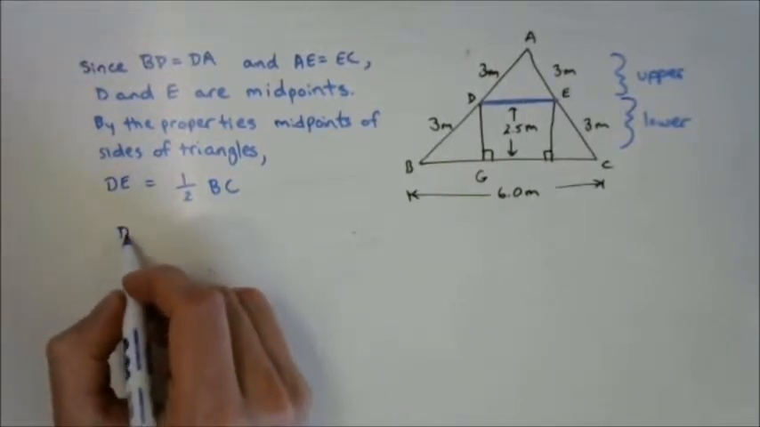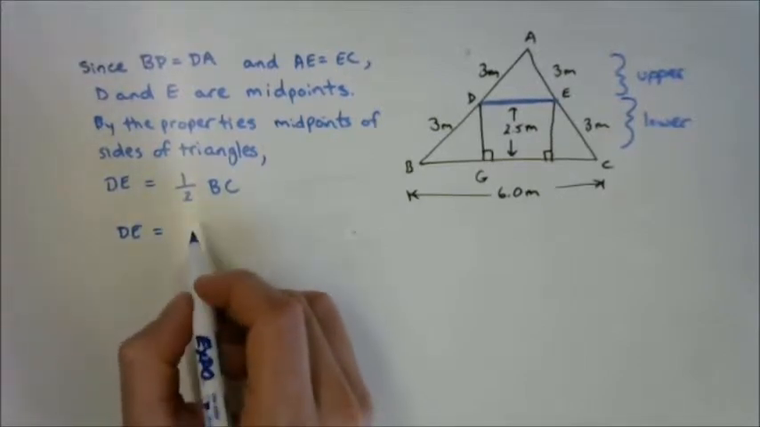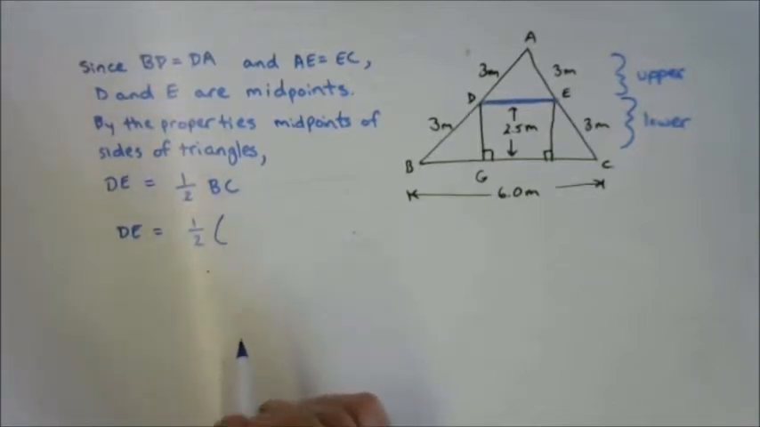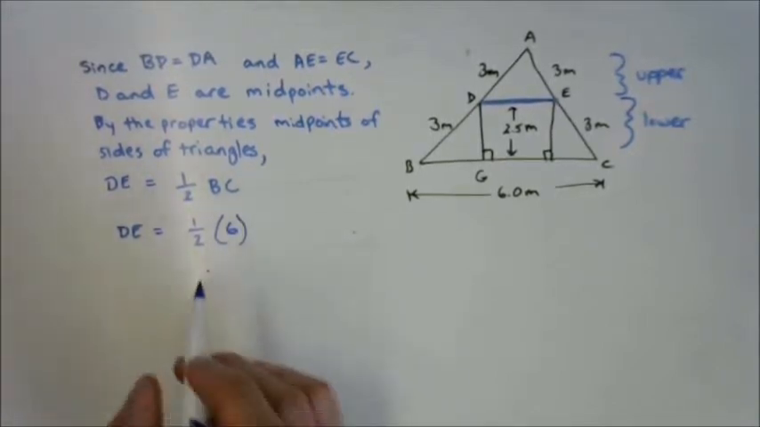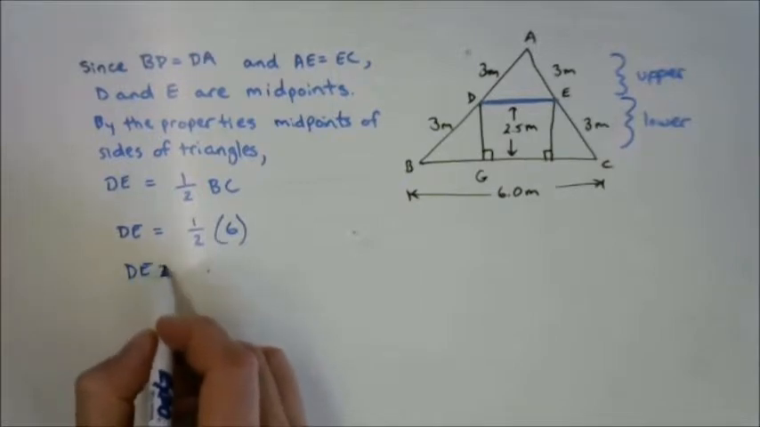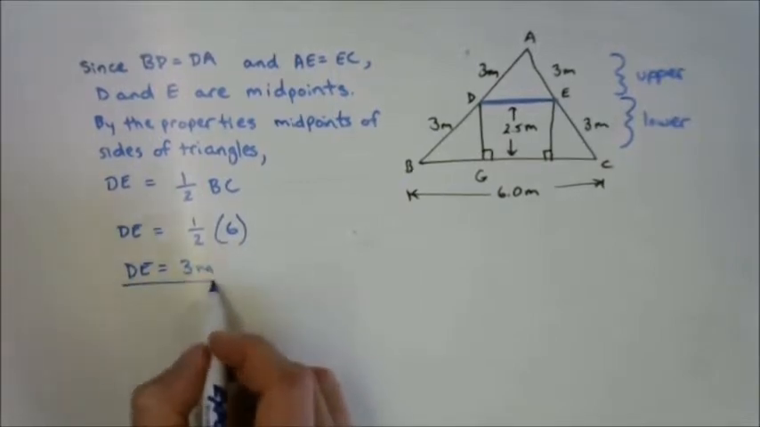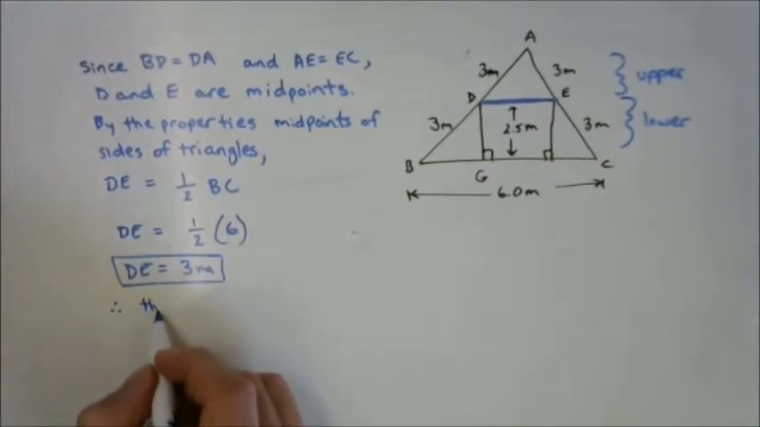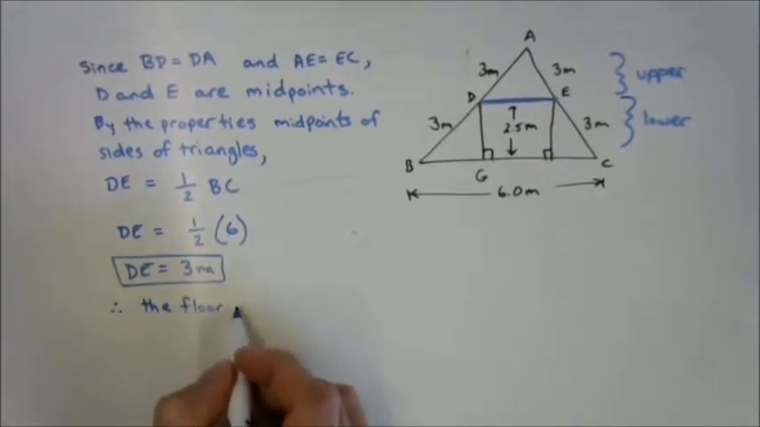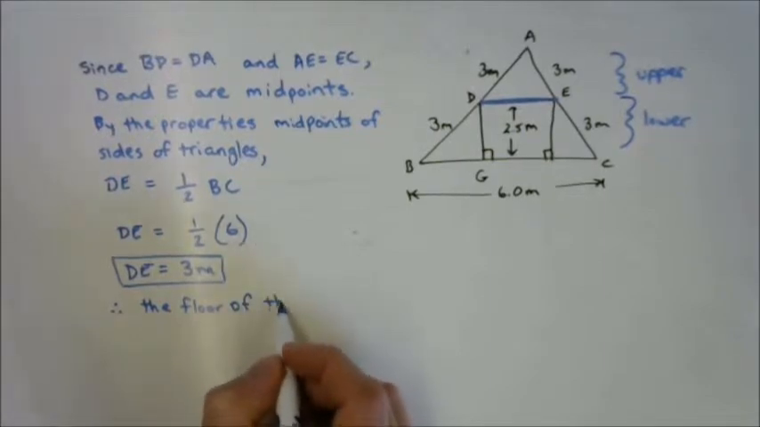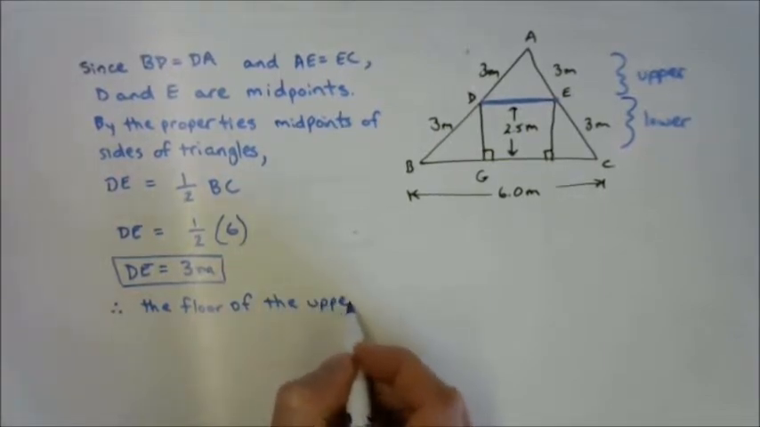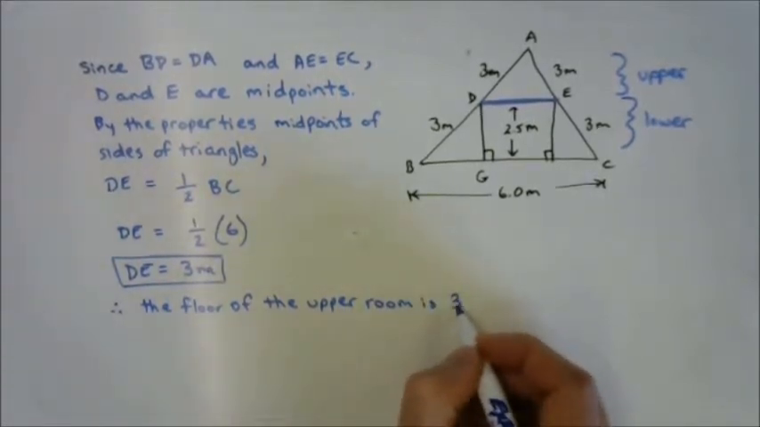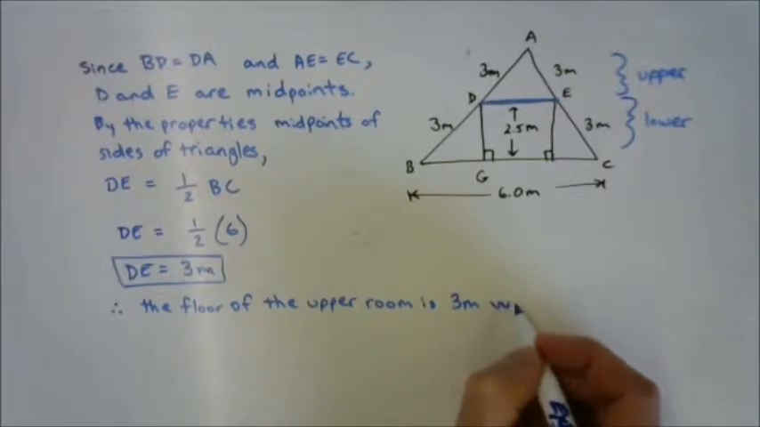Now we know that BC is how long? What's the measure? 6 meters. We just looked. So half of 6 is 3 meters. Therefore, the floor of the upper room, or loft, the upper room is 3 meters wide.